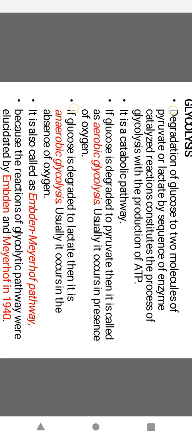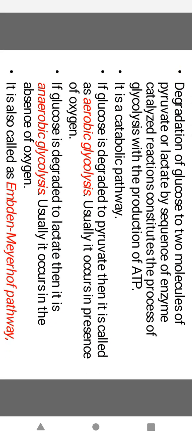Welcome to all. In this class, we study glycolysis. Glycolysis means glucose lysis, which means the breakdown of glucose. It is defined as the degradation of glucose into two molecules of pyruvate or lactate by a sequence of enzyme-catalyzed reactions, and finally to produce ATP.